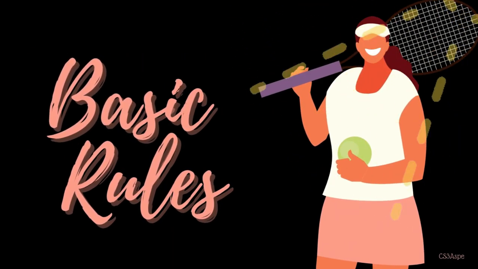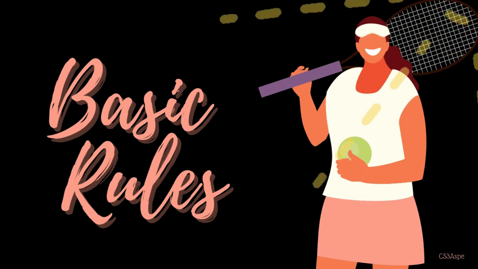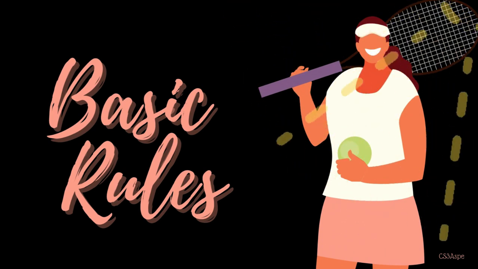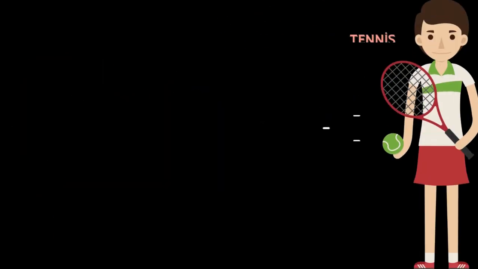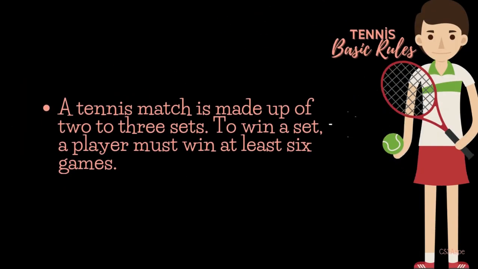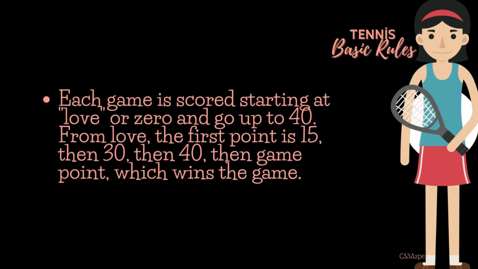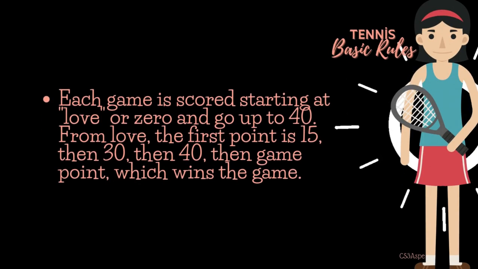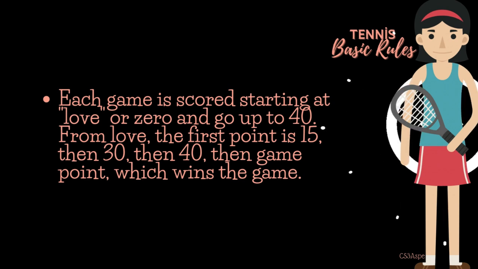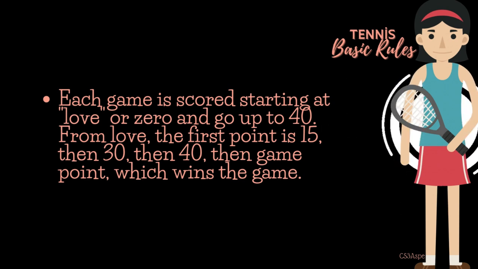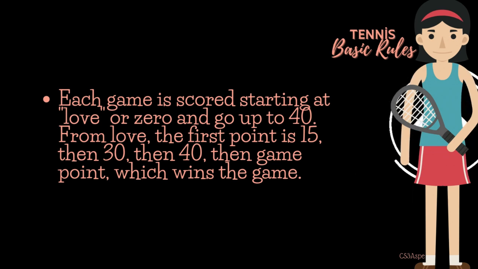For the last part are the basic rules of tennis. A tennis match is made up of 2 to 3 sets. To win a set, a player must win at least 6 games. Each game is scored starting at love or 0 and goes up to 40. From love, the first point is 15, then 30, then 40, then game point, which wins the game.